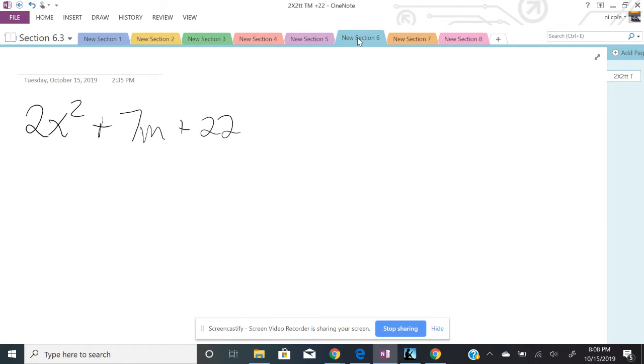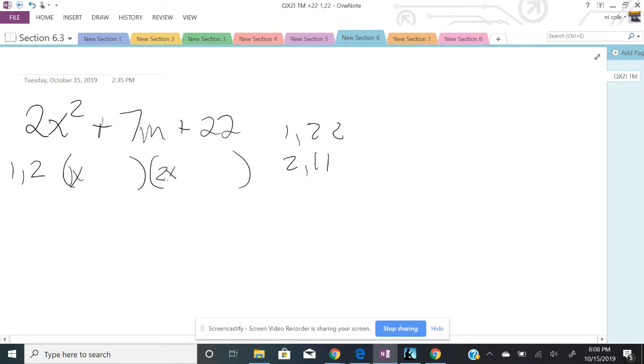All right, let's move on to problem number 6. Okay, so here we go. I'm going to do my factors. My factors of 2 are 1 and 2. My factors of 22 are 1 and 22, and 2 and 11. So I'm going to come in 1x, 2x.